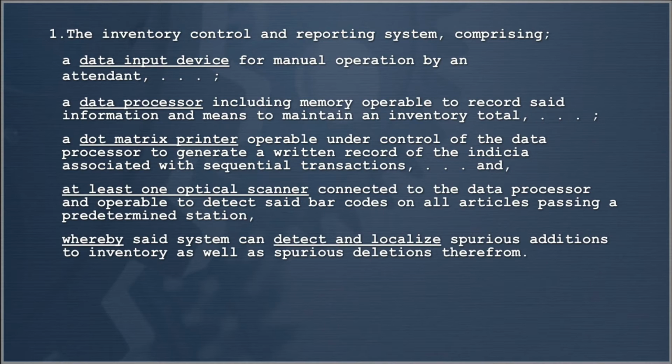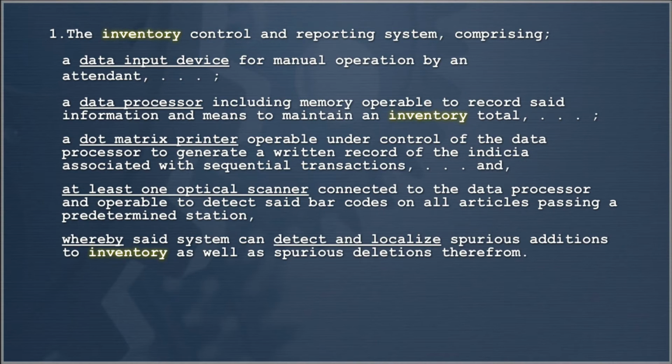But here you can see what has been done is that you have different clauses. You have a data processor clause, which includes memory, a dot matrix printer, operable under control of the data processor, an optical scanner connected to the data processor, and then a whereby clause which describes how all of these earlier pieces fit together. Right? And so this is the way to sort of schematically break apart a claim into its constituent pieces. And then from there, once you've broken this big problem apart, you can start to dive in and try and interpret the various pieces of the claim.